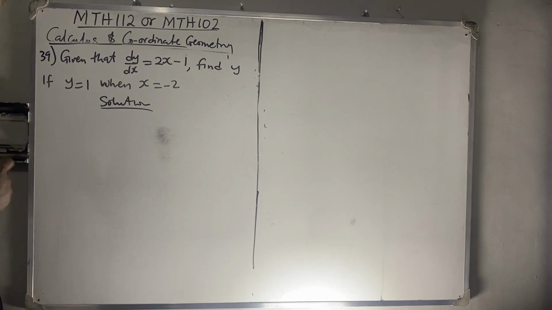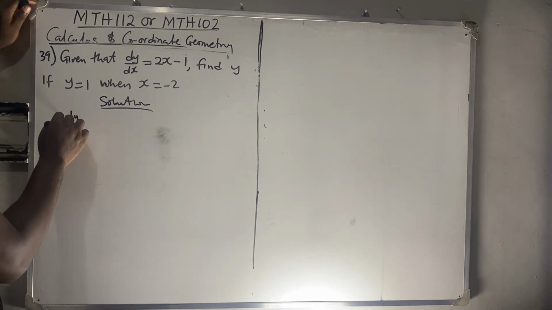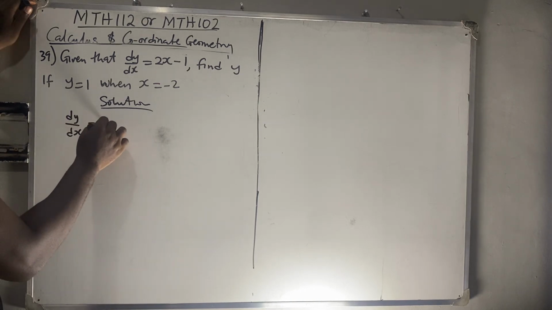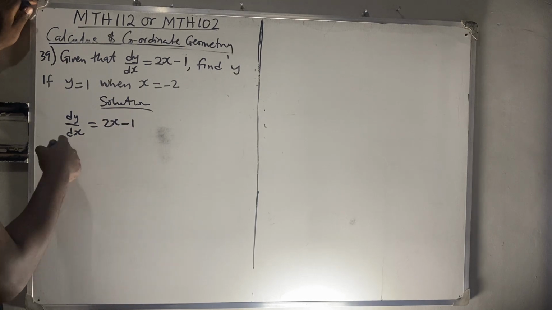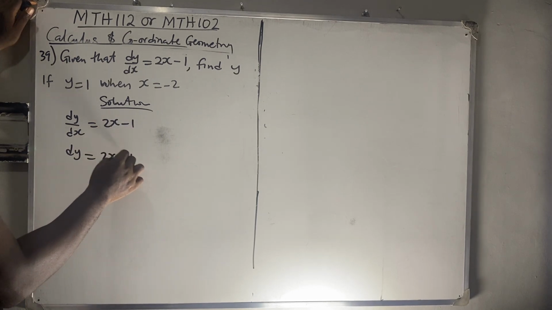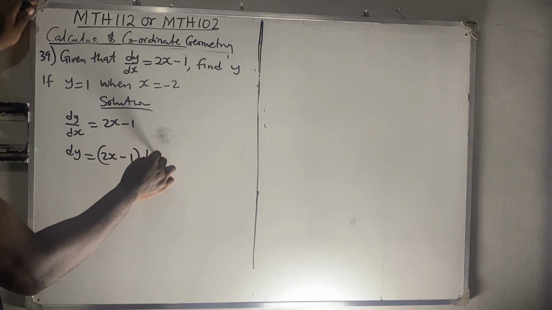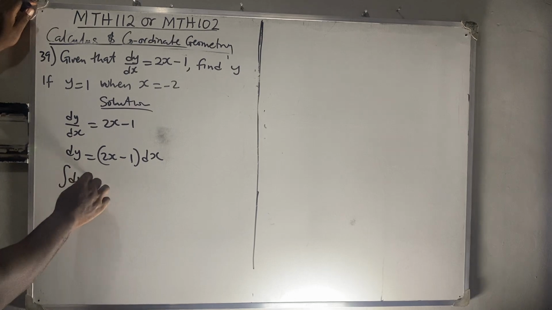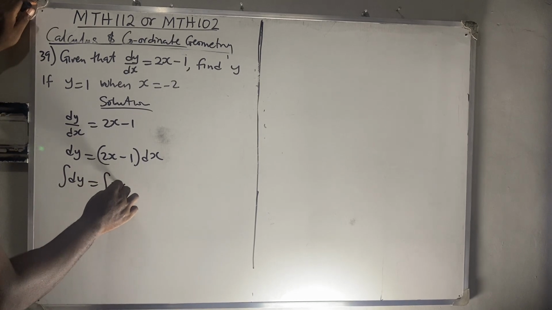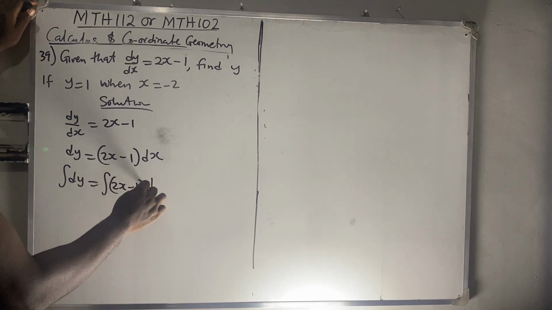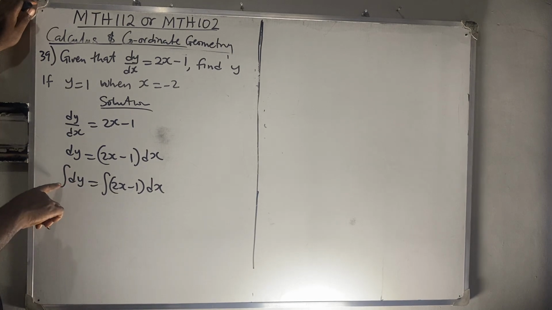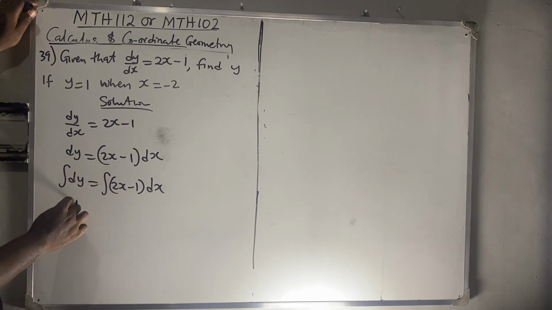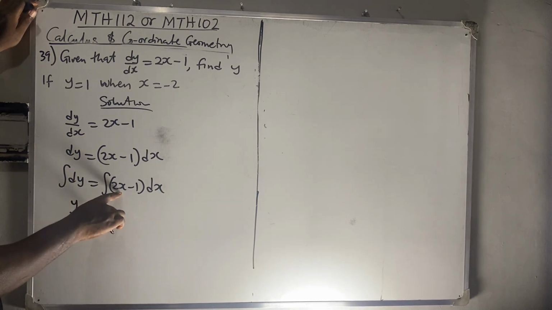So we are having that dy/dx is equal to 2x minus 1. If I separate them, I'm going to have dy is equal to 2x minus 1 all multiplied by dx. So integrating both sides, I'm going to have the integral of dy will now be the integral of 2x minus 1 dx. Okay? Differentiation is the opposite of integration, so they will cancel out. So y is left here, equal to the integration of this.